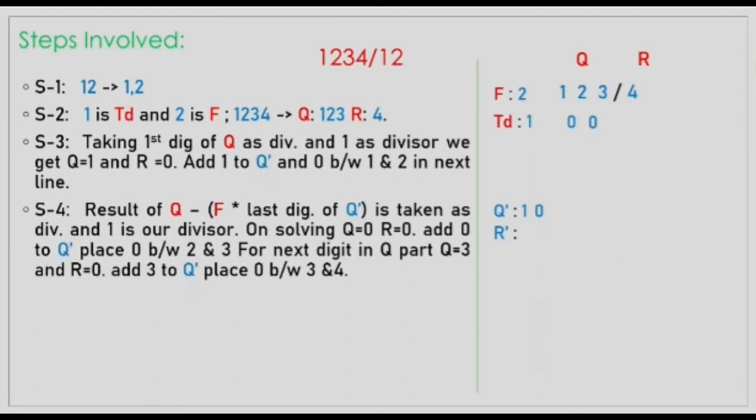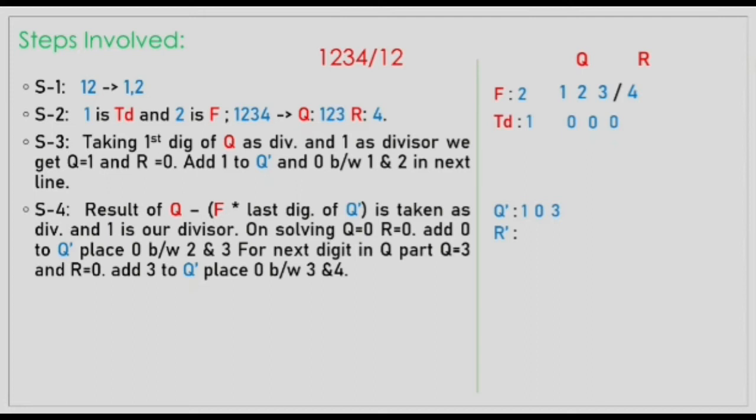For the next digit, we have to do the same process as well. Taking the flag, multiplying it with the last digit of Q dash, which is 0. 2 into 0 is 0, and the digit which we are considering in the Q part is 3. 3 minus 2 into 0, 2 into 0 is 0. 3 minus 0 is 3. And 3 being our dividend and 1 is our divisor, we add 3 to our quotient part and 0 to our remainder, placing it between 3 and 4.